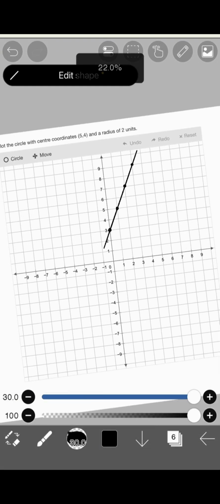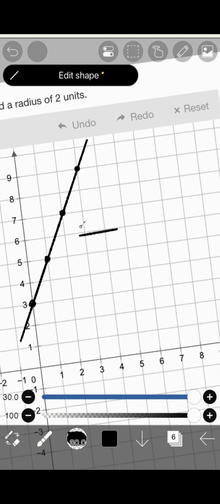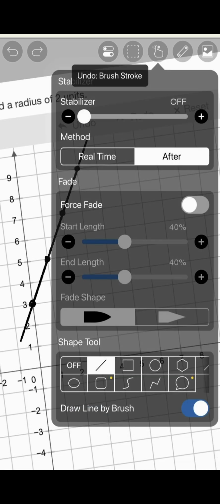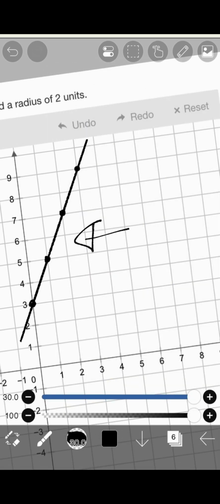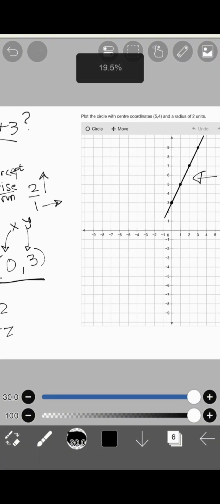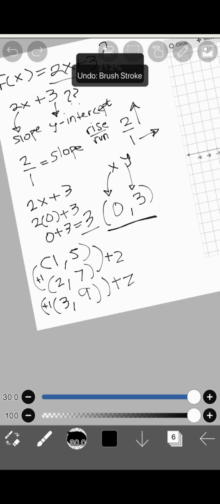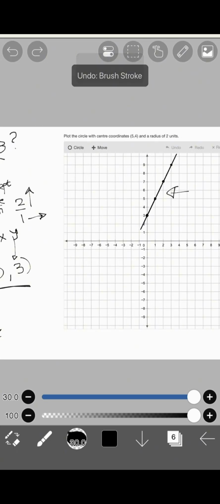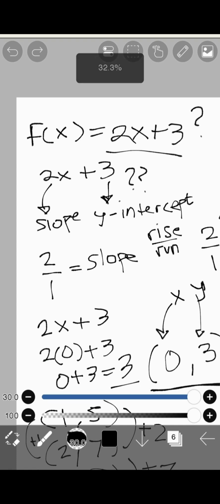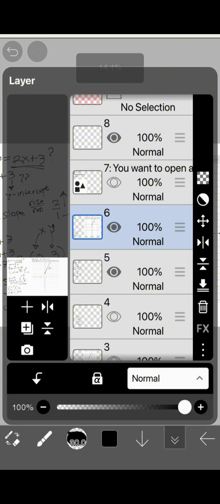Okay, so now we have this. It's a straight line, so we know it's a linear function. It has a constant rate of change, and for every x value, there's one y value. So now we know that this is a proper linear function, and that's how you can graph a linear function simply by just looking at its equation. Now let's have another example.